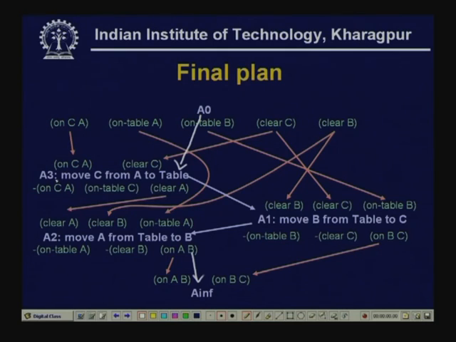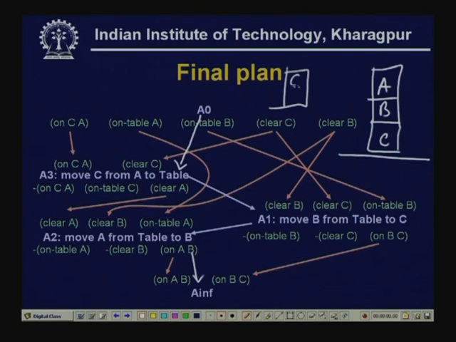So, the steps are move C from A to table. If you recollect the planning problem, the goal was A on top of B, B on top of C, and in the initial state I think we had C on A and B on the table. Now, what are the steps? First move C from A to table, then move B from table to C, move A from table to B, and then we are done.